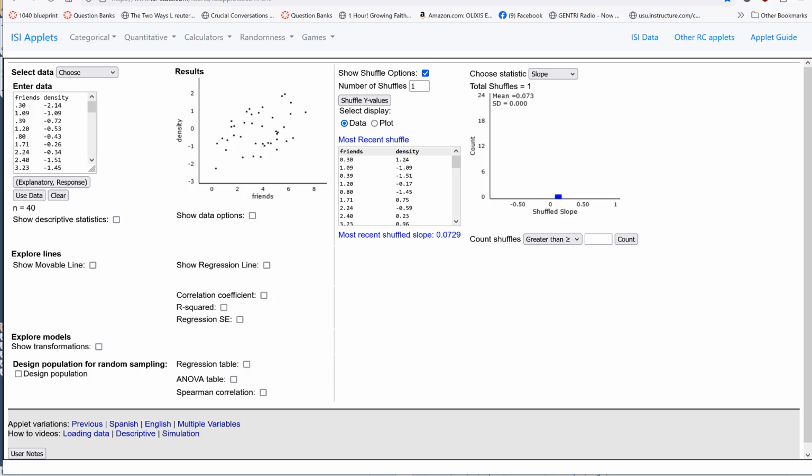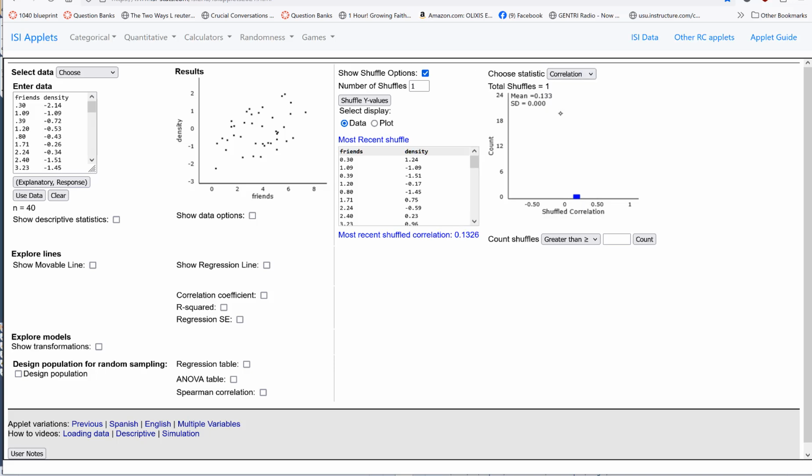So this time I got a shuffled correlation. Oh, I didn't do it. So choose statistic, you have to choose correlation. Again, I told you I keep forgetting. So my most recent shuffled correlation was 0.1326. Let's try again. If we shuffle the y values again, now just know my x for 0.3 has a different density. My new correlation is negative 0.0949.